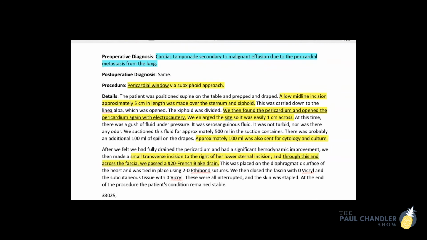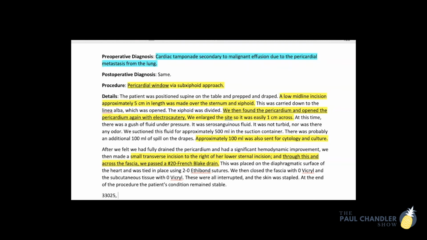So again, I looked up pericardial window in the back of the CPT book. I dropped down, I had 2 codes to look at, and I only used the second code because the first code dealt with the respiratory system and involved cutting the thorax, which we did not do.